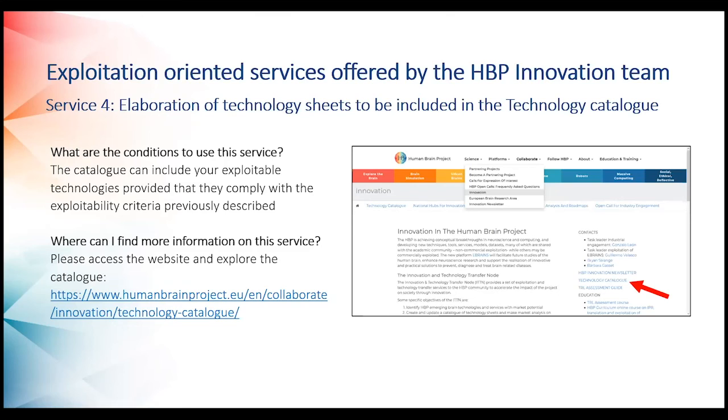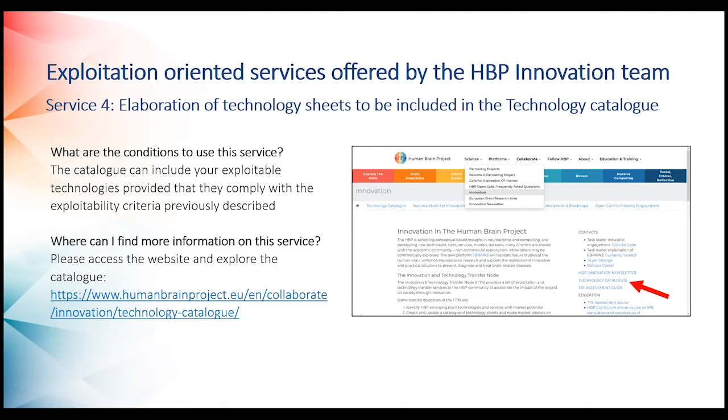Service number 4 is the elaboration of technology sheets to be included in the catalog. There is an image of the web page where you can find the innovation. If you enter the HBP website and go to the collaborate section, at the top of the screen you will find innovation, and within innovation you will find the technology catalog, national hubs for innovation, the roadmaps, the open calls, everything related with our work.